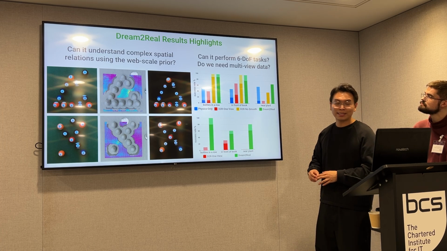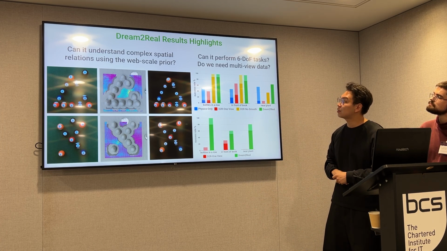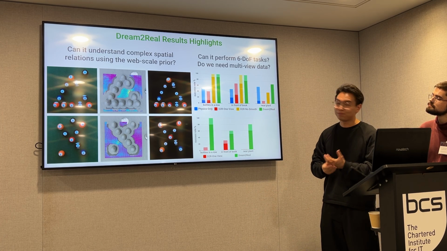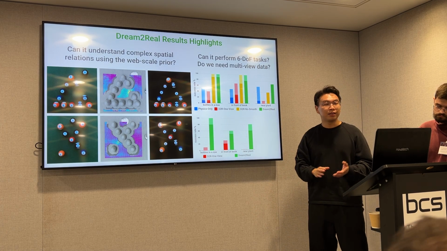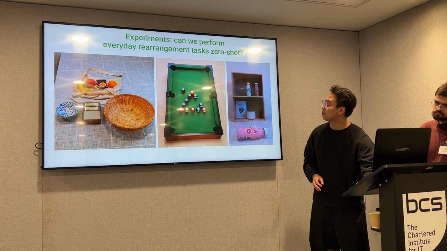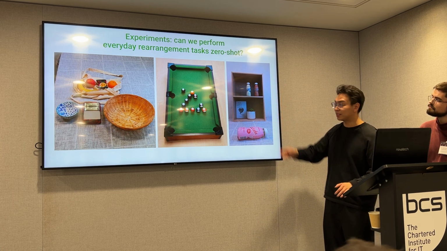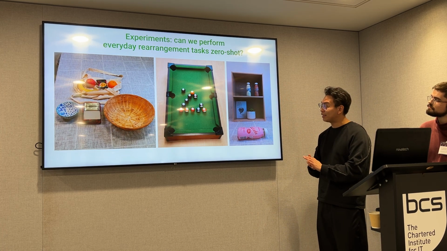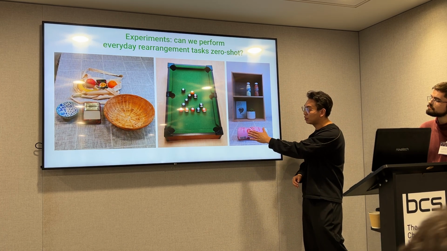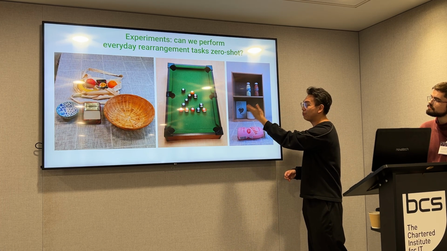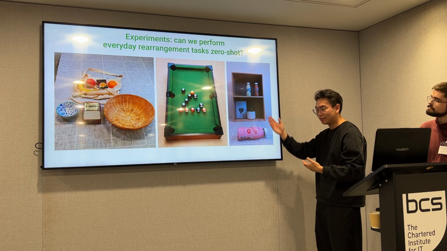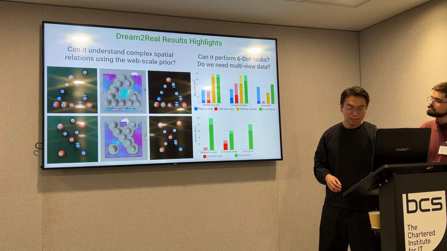Also, we'd like to investigate if it can perform 6-DoF tasks, or do we need multi-view data here. The red top table here shows the 3 different tasks in our shelf scene. Just a quick reminder, this is our top shelf scene, and we gave it 3 different tasks here. For example, we want to put this red bottle to make the 3 bottles in a line, or to put it in front of the book, or to put it near the plant.